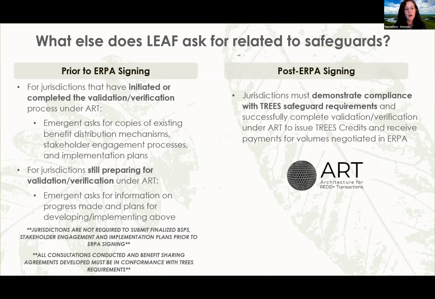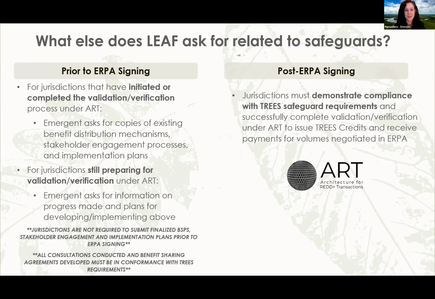I want to just emphasize here that we do not require jurisdictions to submit finalized benefit sharing mechanisms or plans or any finalized stakeholder engagement processes or implementation plans prior to signing the ERPA. We just ask for effectively a status check on where they are now and what their plans are to ensure that those things will be in place within a reasonable time frame to ensure they can deliver TREES credits when they've promised to deliver them.